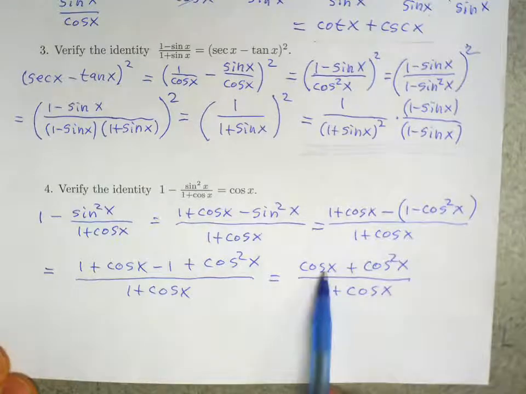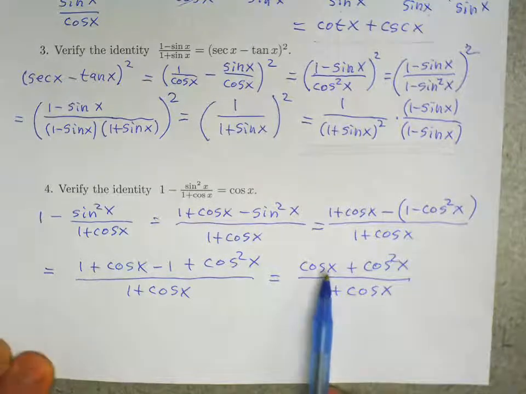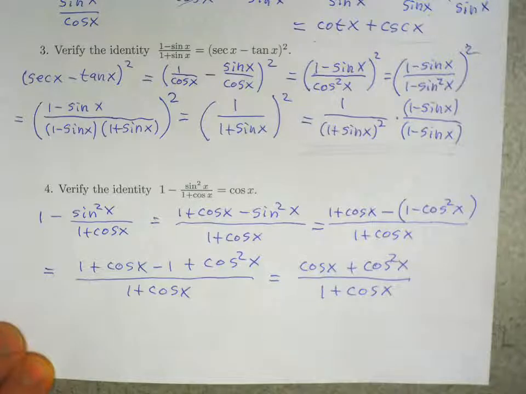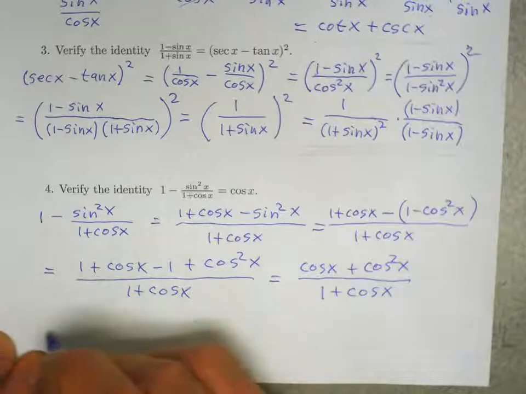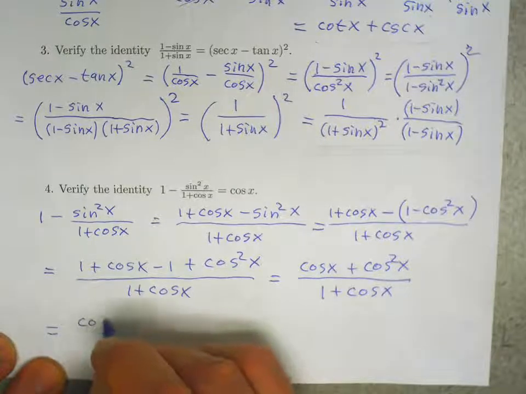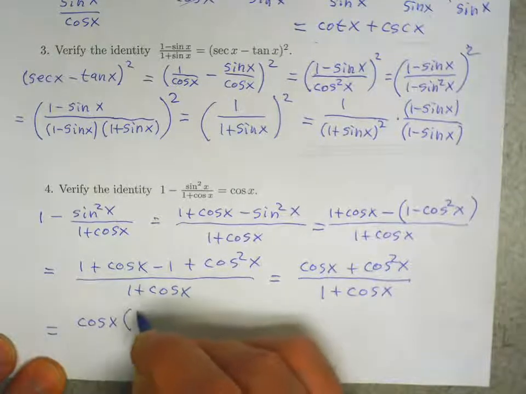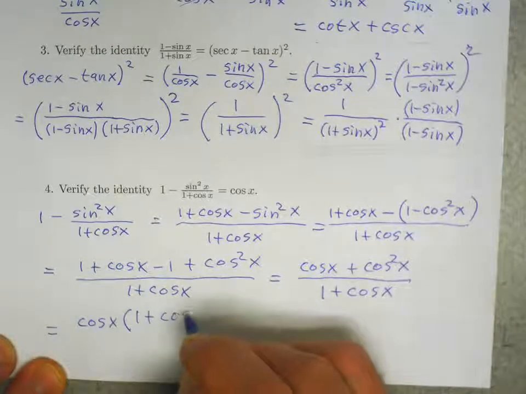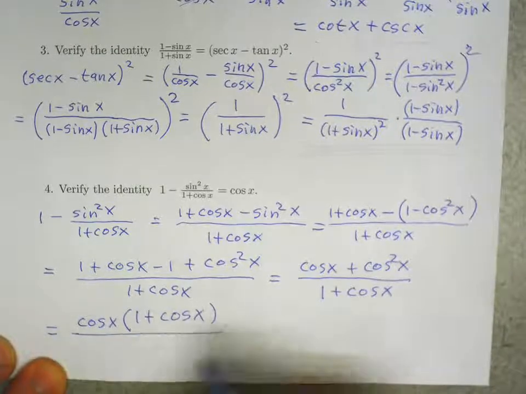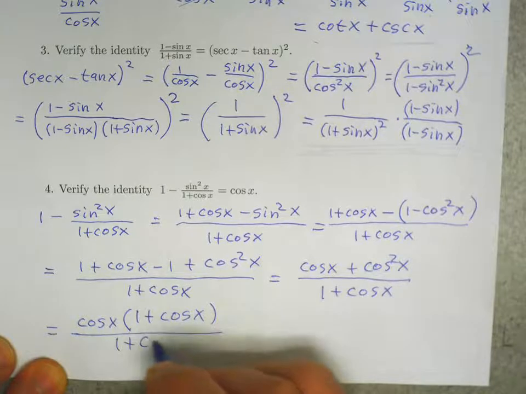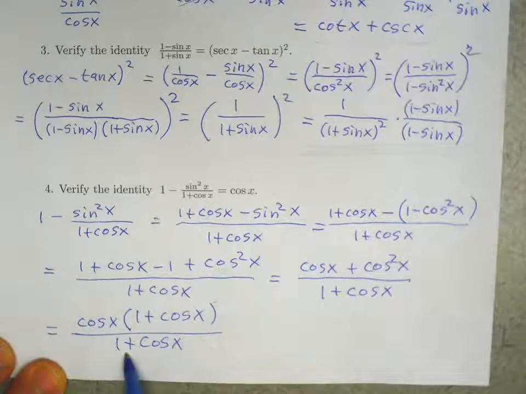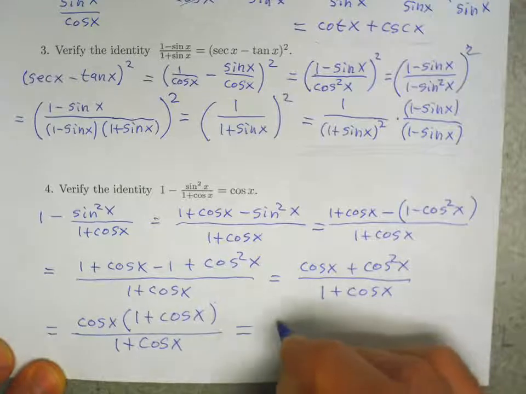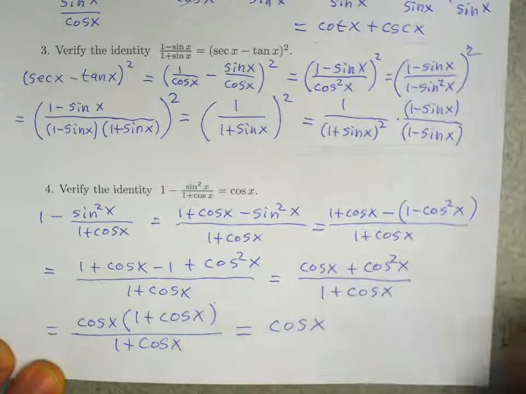And then in the numerator, factor cosine of x out of both terms. So cosine of x times the quantity 1 plus cosine of x divided by 1 plus cosine of x. The 1 plus cosine of x divided by 1 plus cosine of x cancels, so we end up with cosine of x.